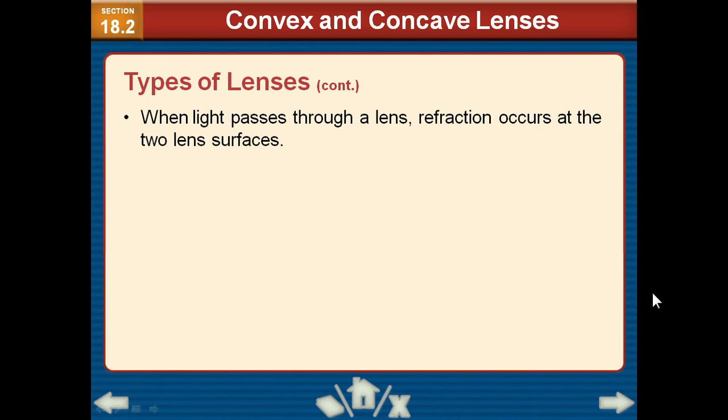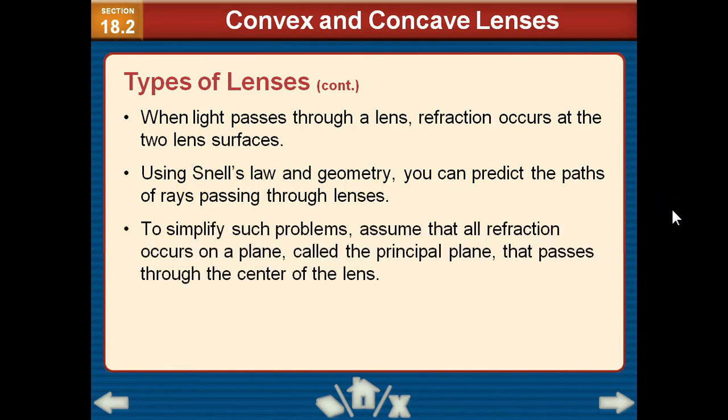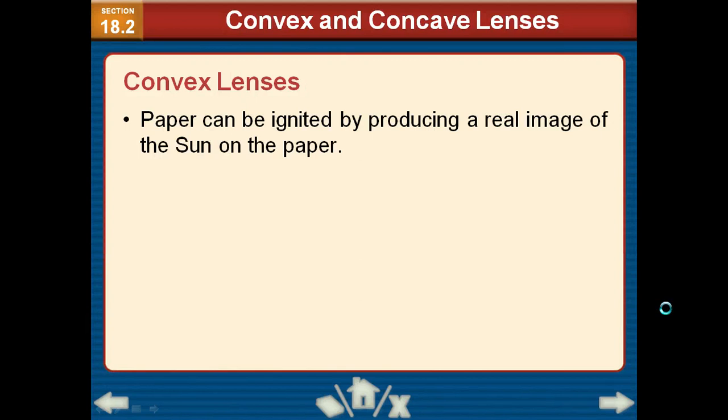When light passes through a lens, refraction occurs because when it meets the two surfaces, we can use Snell's law and geometry and all that kind of stuff to predict the path. But we're actually going to simplify it and assume that the refraction occurs on a plane that we're going to call the principal plane. So when we draw our diagrams, we're going to look at a principal plane and a principal axis. This approximation is called the thin lens model. It makes life a little bit easier, so we're not doing Snell's law all the time.